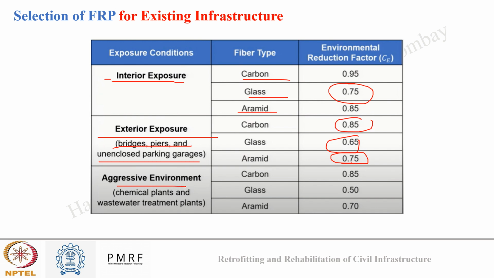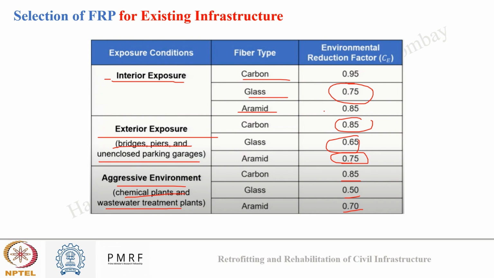While in aggressive environments like chemical plants where acid attack can be severe, or in wastewater treatment plants where there is a lot of hydrosulfuric acid which can be present, in that also you can see CFRP has more dominant performance compared to AFRP and GFRP. Okay, so you can see in terms of exposure condition, CFRP has the most superior performance while GFRP has the most poor performance.